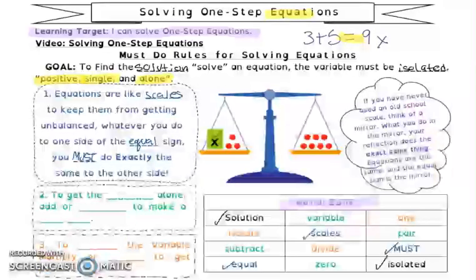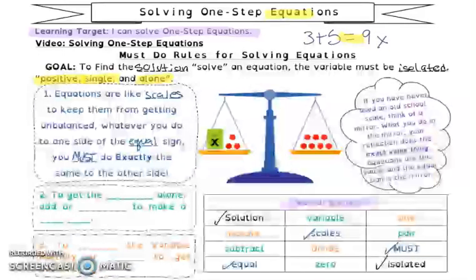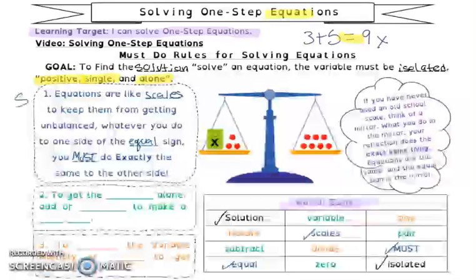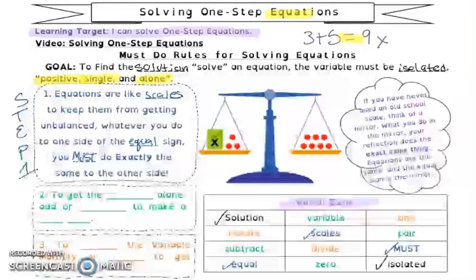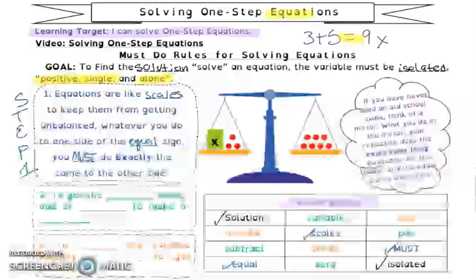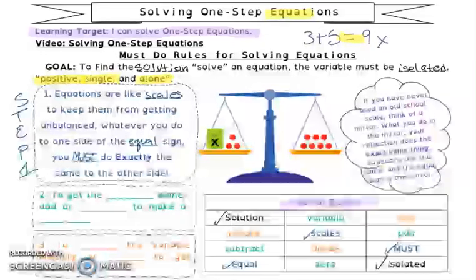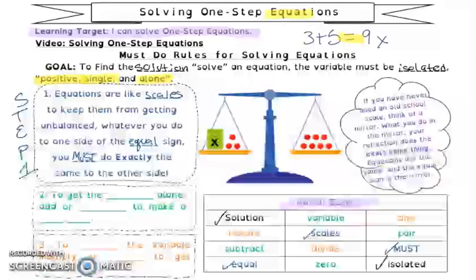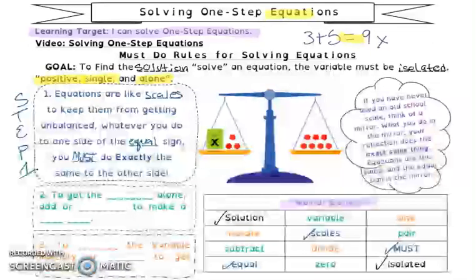So then step one, this is step 1 right here. Step 1 says equations are like scales. Think like old school scales, like in science where you had to keep them balanced. There's a picture, an example right there in the middle of your paper. Whatever you do to one side of those scales, you have to do the same thing to the other side to keep it balanced. Equations are exactly the same.